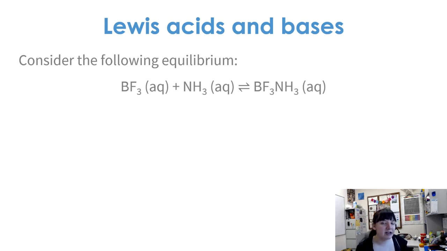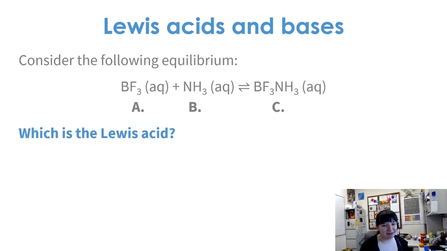So let's look at a couple of examples just to help reason through these different Lewis acid-base reactions. Here I have a reaction of boron trifluoride reacting with ammonia to form BF3NH3. I don't know the name for that. It doesn't matter. With this reaction, I want to know which of these chemicals is the Lewis acid. Now again, on its face, it may not be super obvious which one is which.